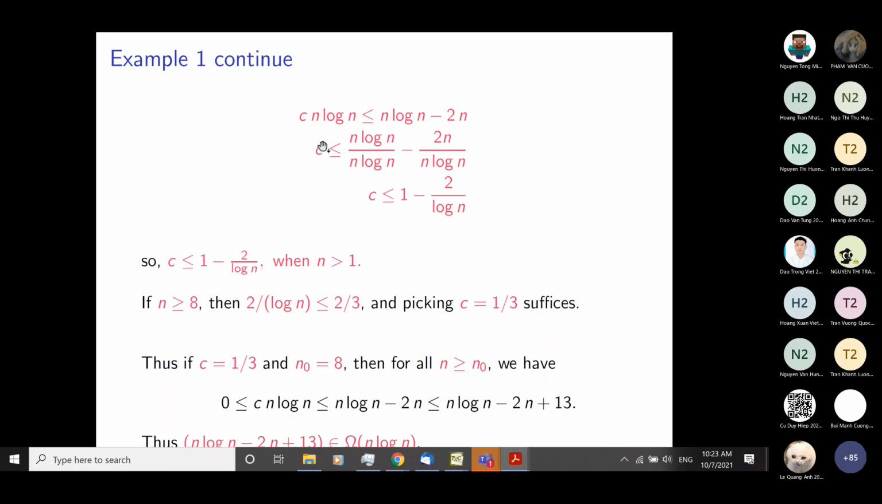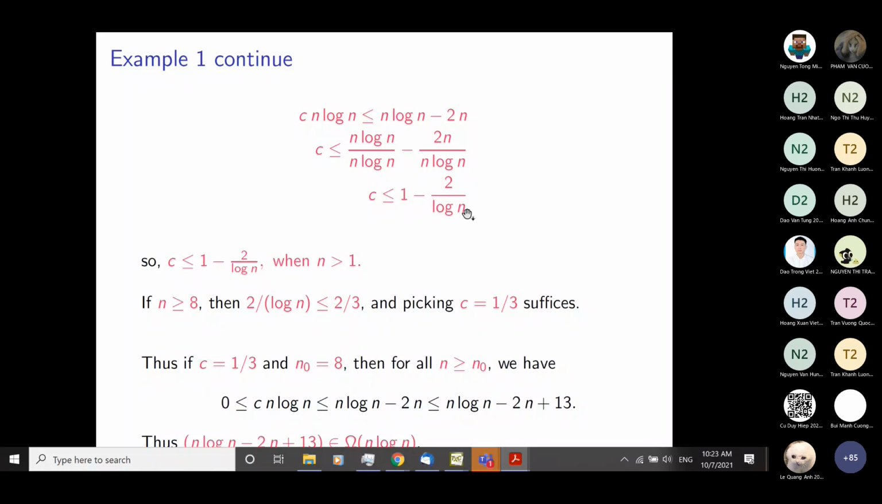If I isolate the c, I get this expression: 1 minus 2n over n log n, which is 2 over log n. I need to find a value of n such that this term is smaller than 1, in which case I always have a positive part, and that positive part is always going to be greater than n log n for some value of c.